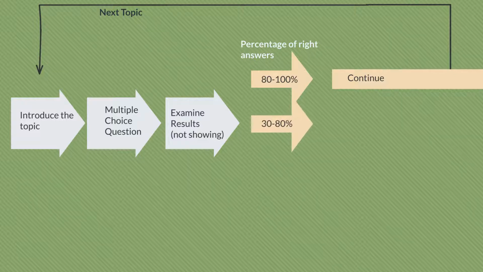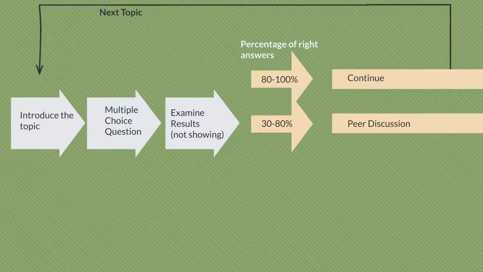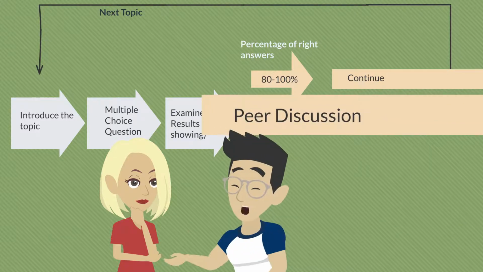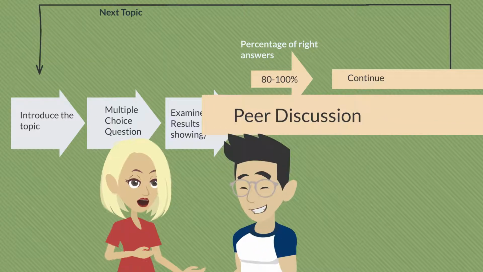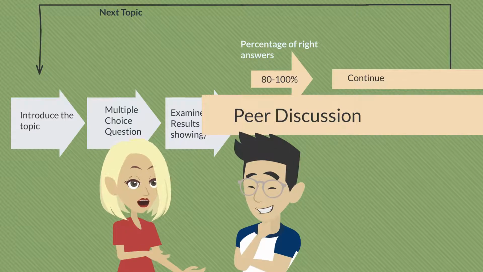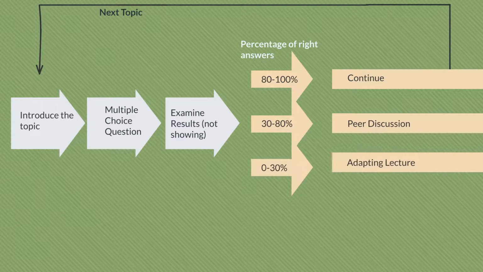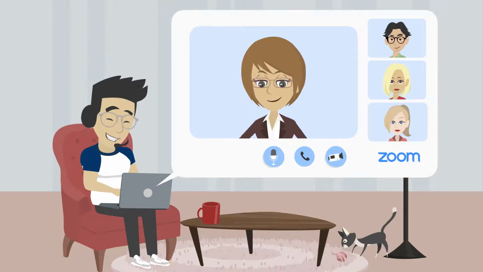If only 30 to 80% of the answers were correct, we carry out a peer discussion. In hybrid teaching, the present students in the room can discuss the results and options with each other, while the students that participate digitally can be put into breakout sessions. For this, you create as many breakout sessions as needed to have groups of 2 to 3 students per session. In Zoom, it works like this.